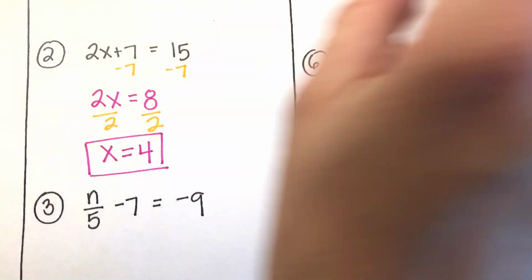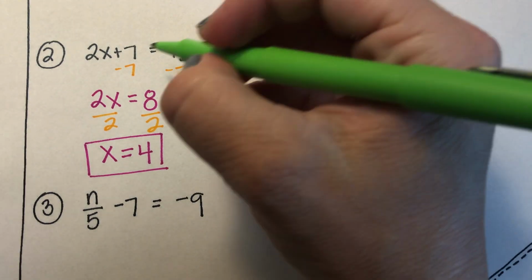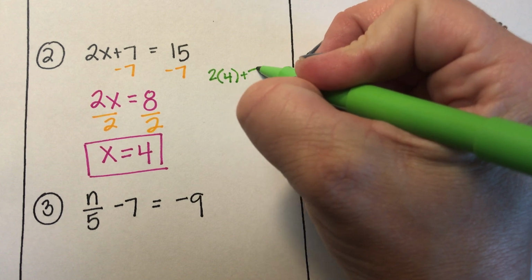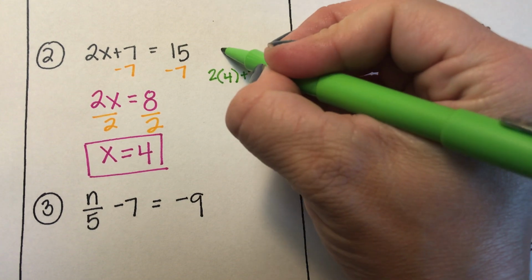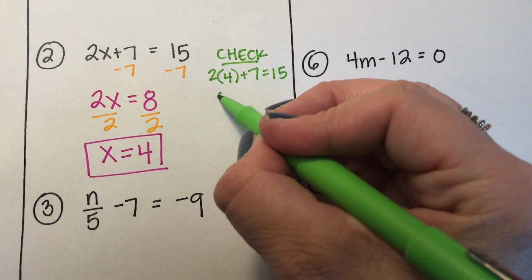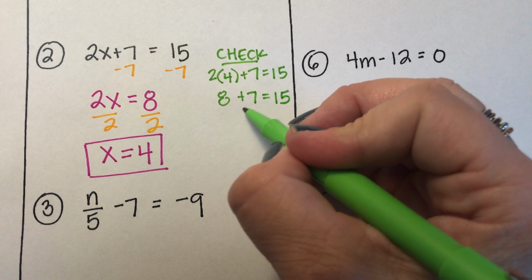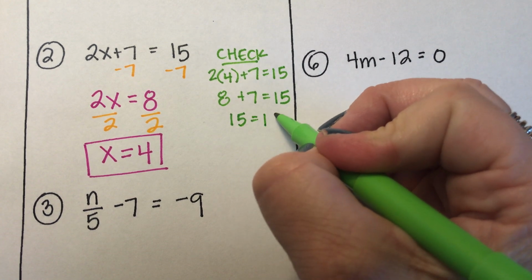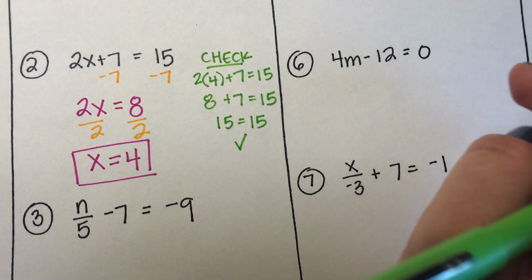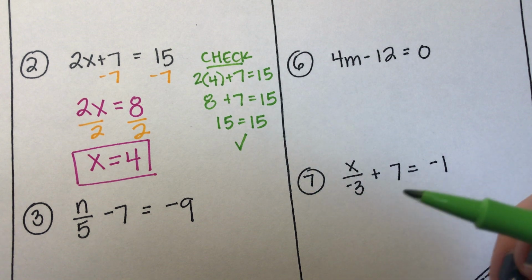And again, my favorite thing about equations is that we can check it and know if we're correct. So 2 times, I think x is 4, plus 7 should equal 15. I'm going to write check right here. So 2 times 4 is 8. 8 plus 7 is 15. What's 8 plus 7? 15. Does 15 equal 15? Yes, ma'am. So I know I got it correct because when I plug it in, it makes a true statement.